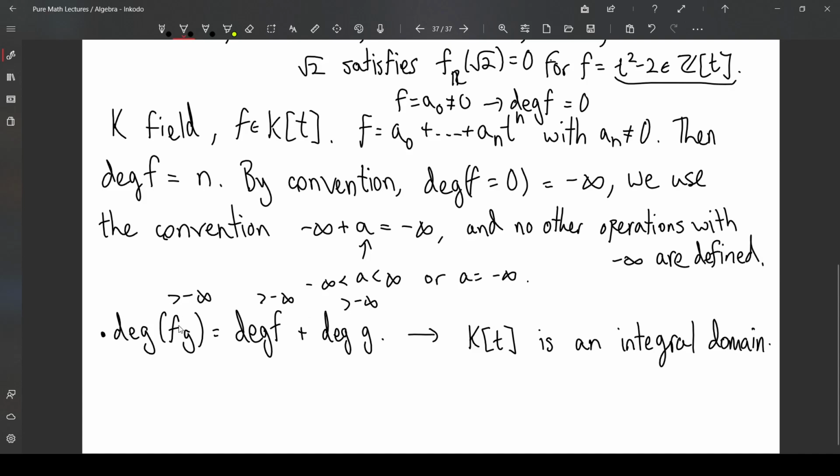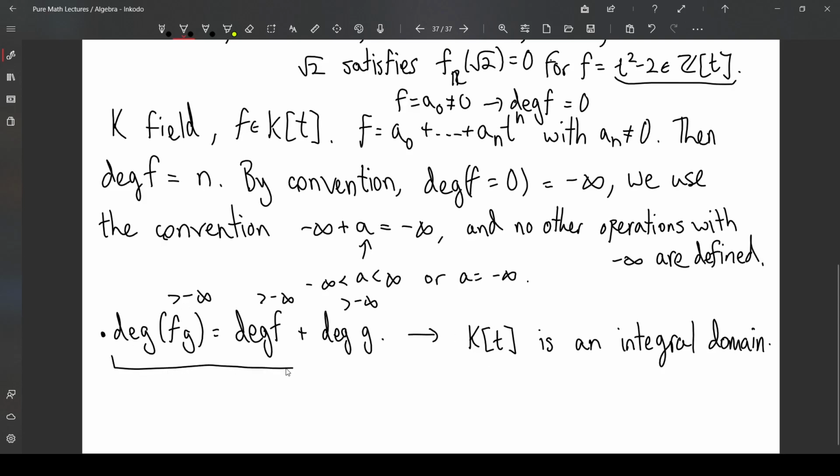In other words, if fg was equal to 0, then the degree would be negative infinity. But if f and g were both non-zero, then these would be finite degrees, and we can't add up finite degrees and get minus infinity. So one of them has to be 0, which is saying that K[t] is an integral domain.